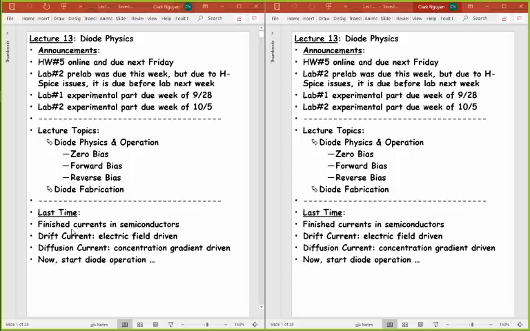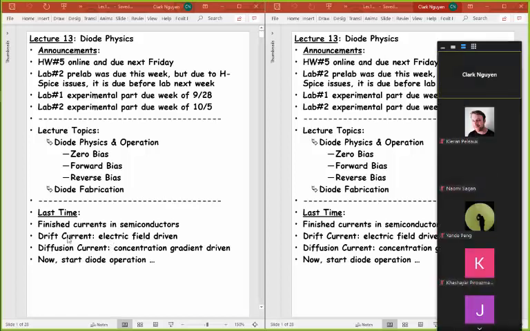Last time we finished currents in semiconductors, and the main takeaway from the last lecture was that you have two types of current. You have drift current, where carriers, mobile carriers like electrons and holes, charge carriers, can be driven by an electric field. That's the type of current that you're used to from previous classes. That's the current that flows through resistors and that sort. But then there's diffusion current.